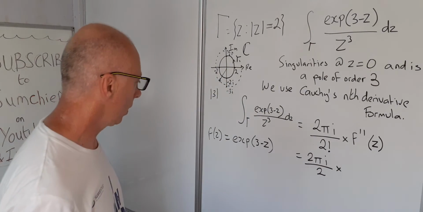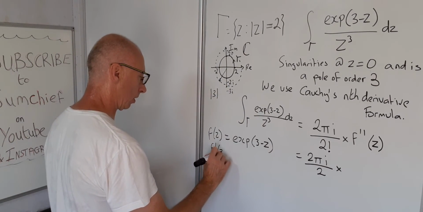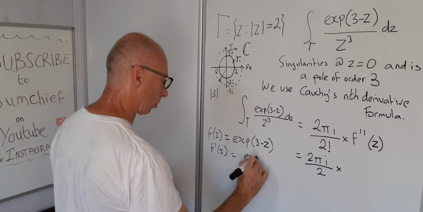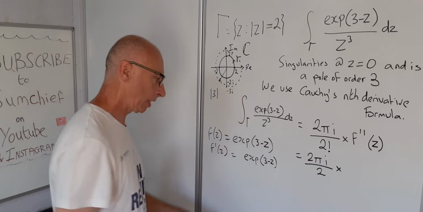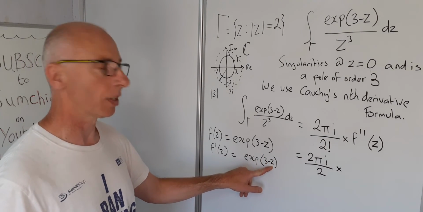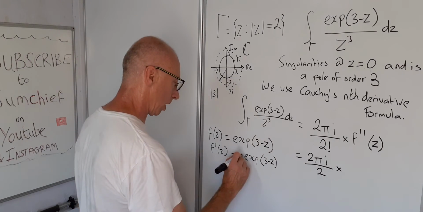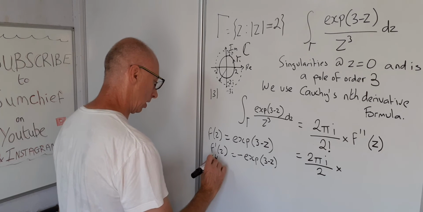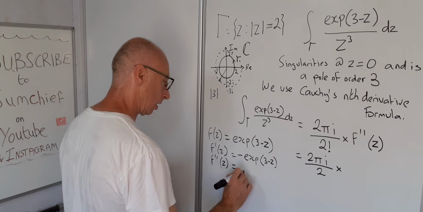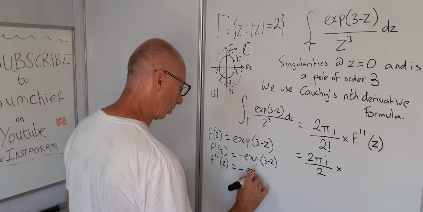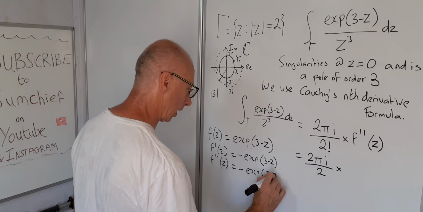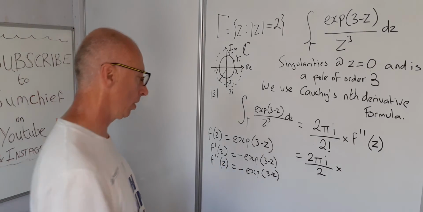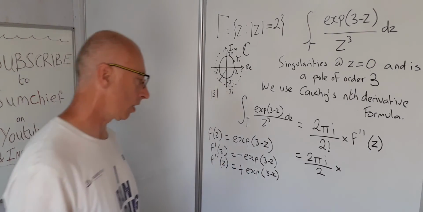Now the second derivative of this. First derivative: exponential of 3 minus z, the input doesn't change. But now by the chain rule, we need the derivative of minus z, which gives us minus 1. Now we've got to take the second derivative of this, so we've got minus exponential 3 minus z. Again, the input doesn't change, but now we take the derivative of minus z, which is minus 1. So now we end up with a positive.